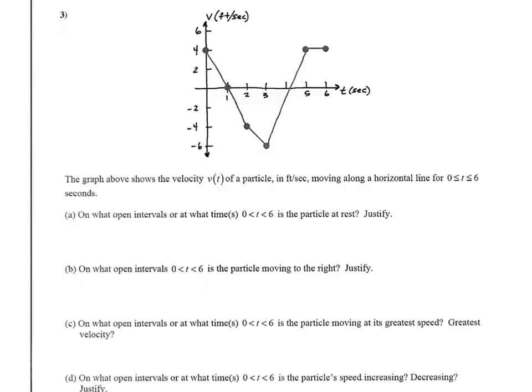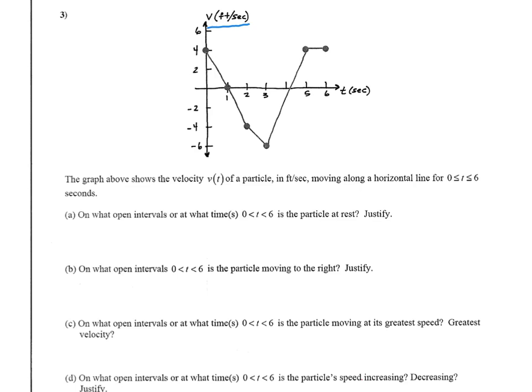Okay, in this problem, again, what we're given is a velocity graph. The velocity is measured in feet per second. And we're asked a few questions, probably about velocity and acceleration and possibly distance traveled and things like that. So let's take a look at the first one.